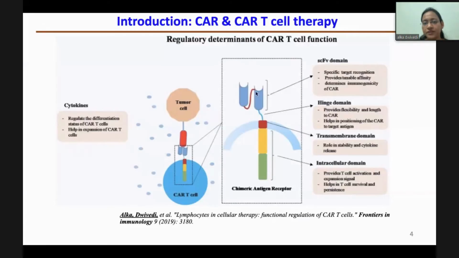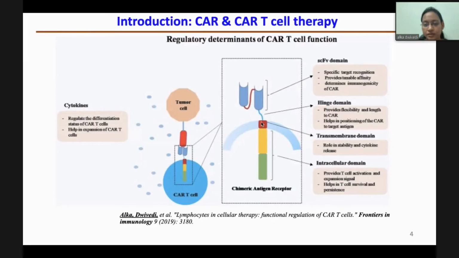For example, if this scFv domain is derived from an antibody of murine origin, it can cause immunogenicity. But if it is derived from an antibody of human origin, then it will not cause immunogenicity. So the scFv also determines the immunogenicity of the CAR. The second domain is the hinge domain, which provides flexibility and length to the CAR, and also helps in the positioning of the CAR on the surface.